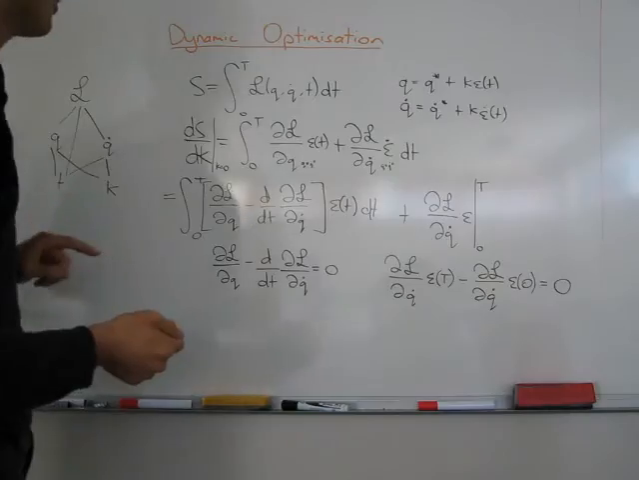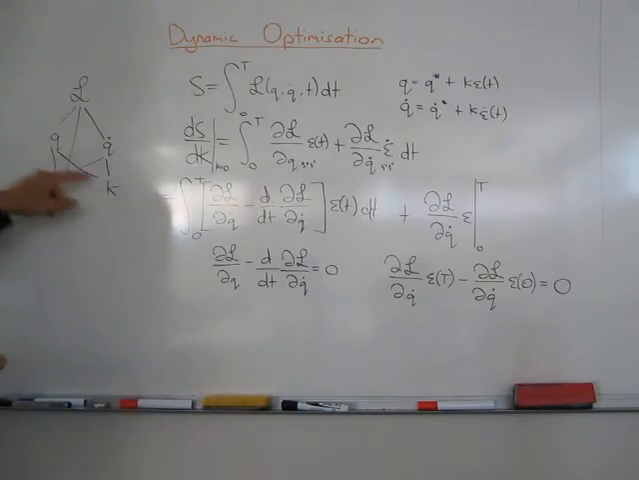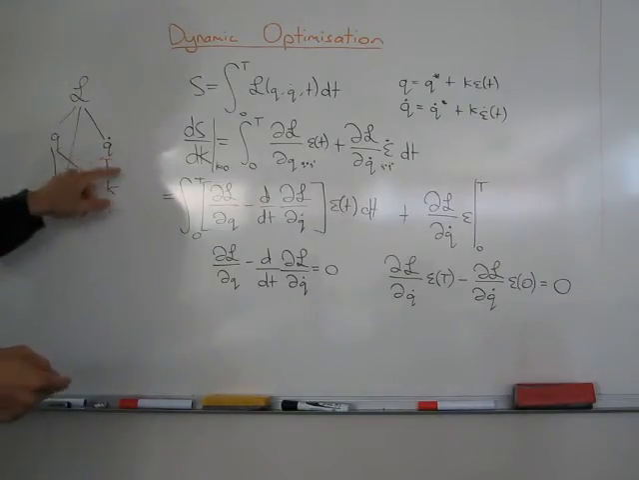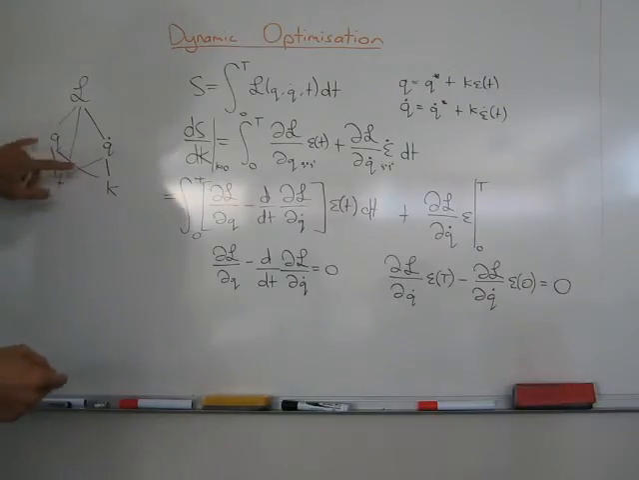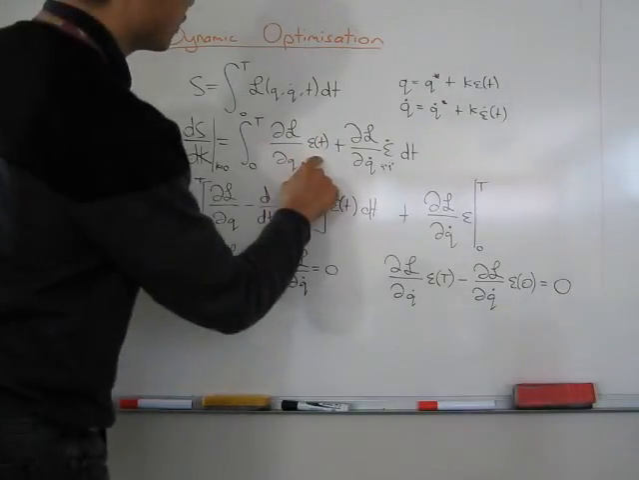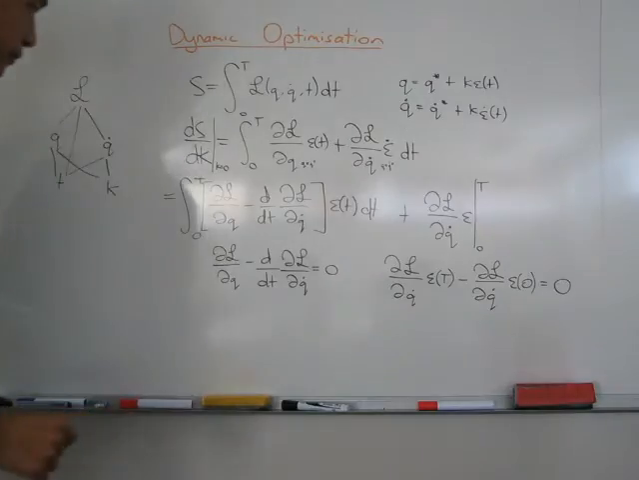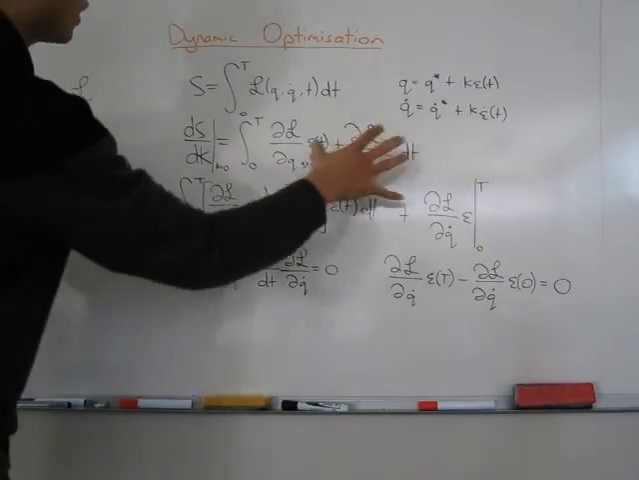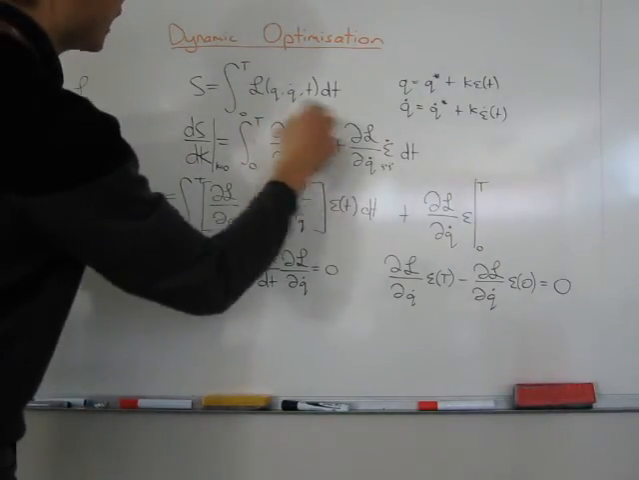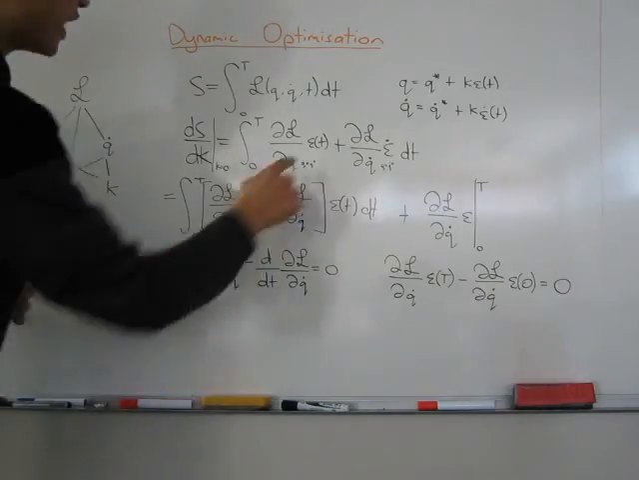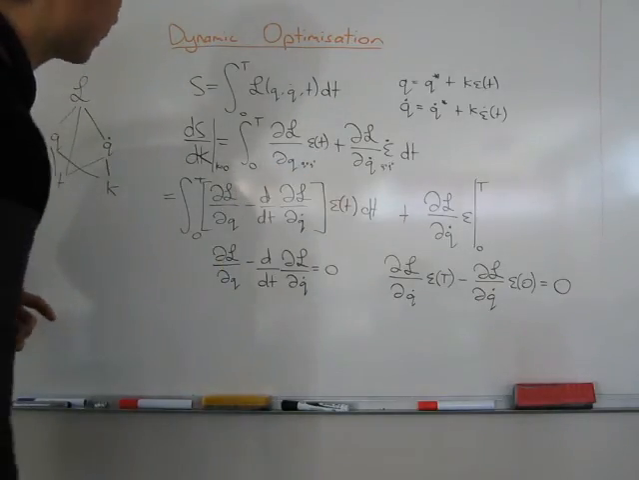How do we take this derivative? Well, we apply the multivariable chain rule. dL/dk depends on two different pieces: dL/dq times dq/dk, and dL/dq dot times dq dot/dk. These latter two derivatives are just epsilon and epsilon dot respectively. So here we have it. This derivative has to equal 0 for any choice of epsilon of t.